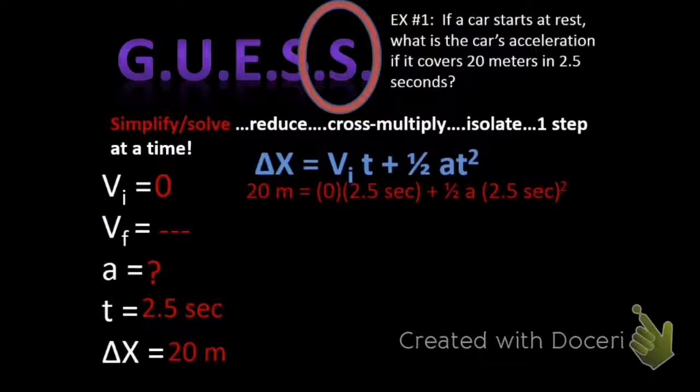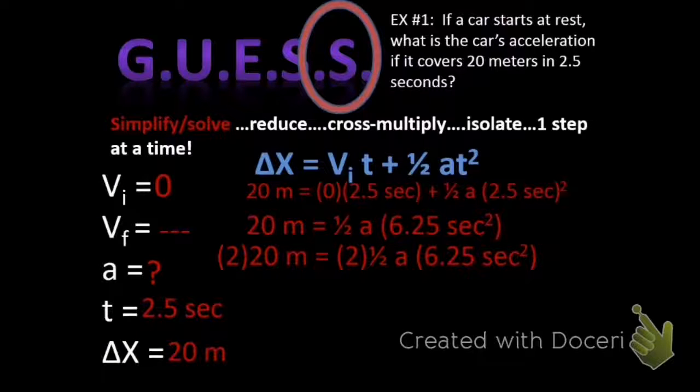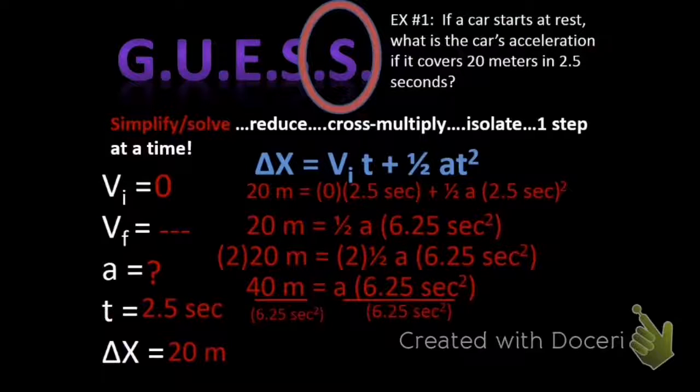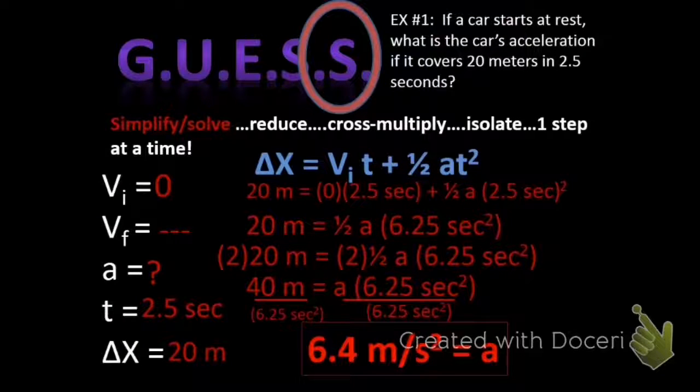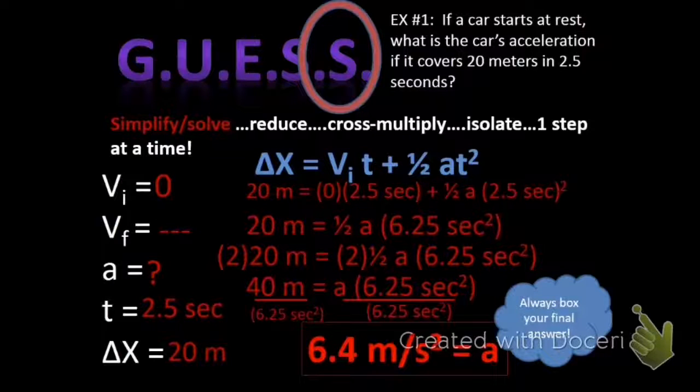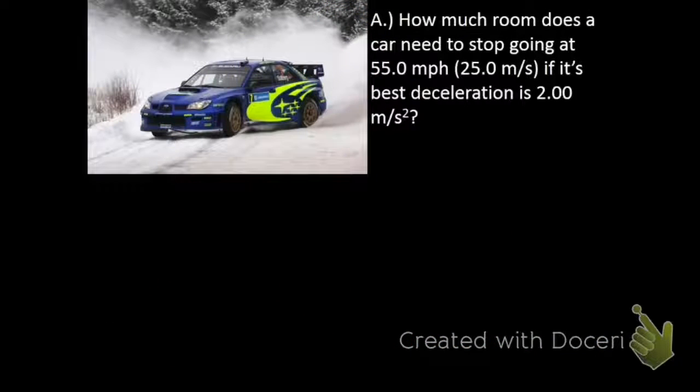Now we're ready to simplify and solve. Reduce, cross-multiply, isolate the variable you're looking for, just work one step at a time. So there I've eliminated my term that was 0. Now I'm multiplying both sides by 2 to get rid of the half. And now I solve for a. When I'm done, I get my final answer. My units are meters per second squared, which is what I want for an acceleration. And I've solved my problem. One last thing, always box in your final answer or circle it so that it's easy to find on the page. Let's do one more example.